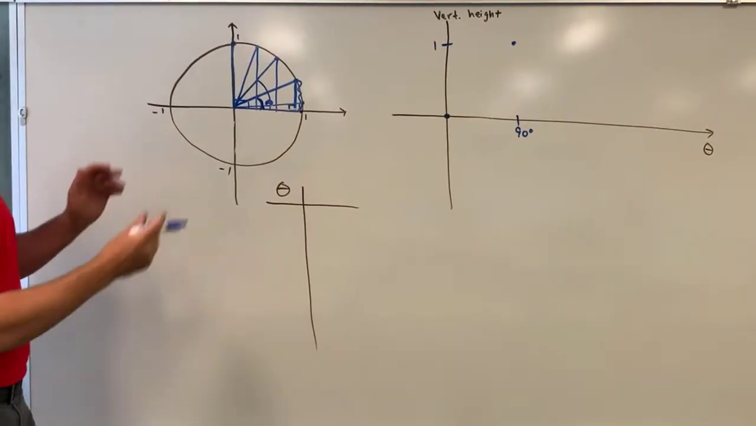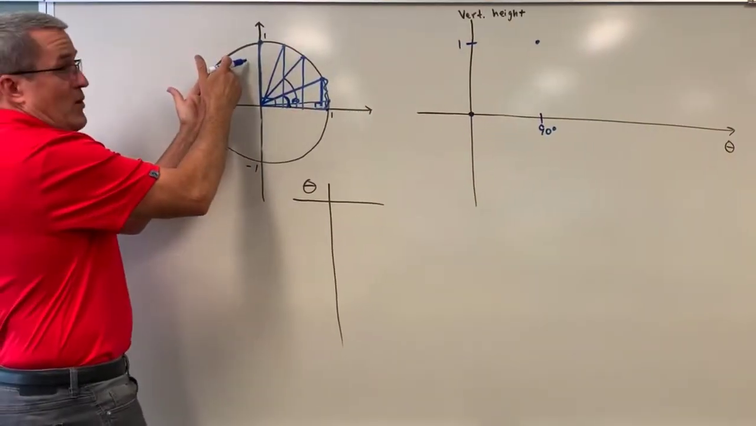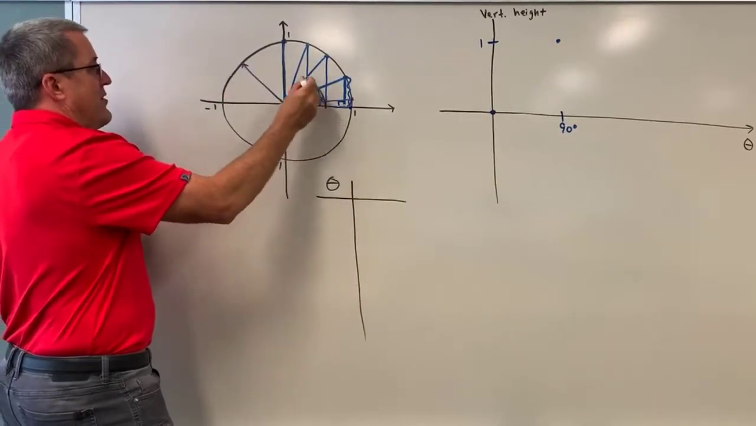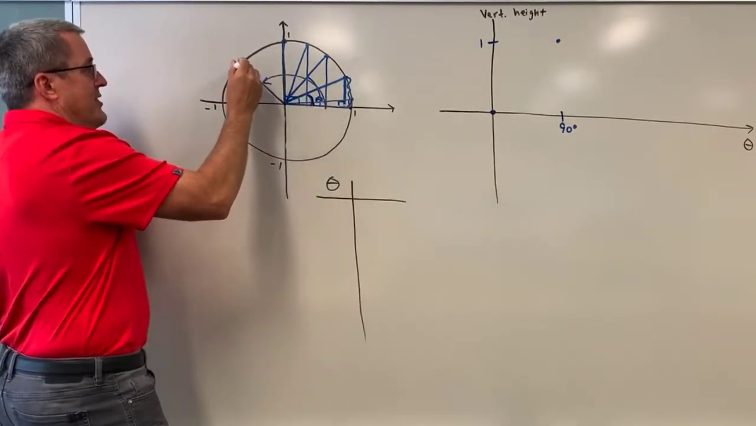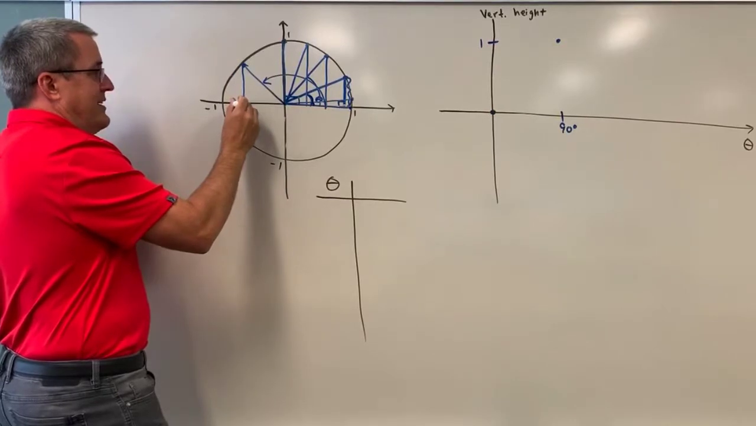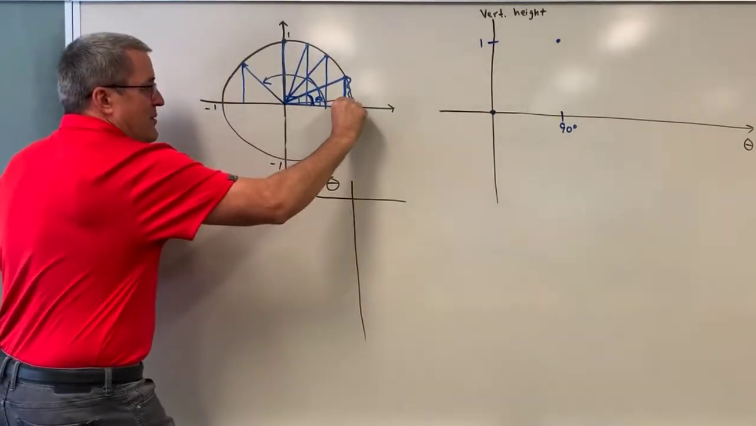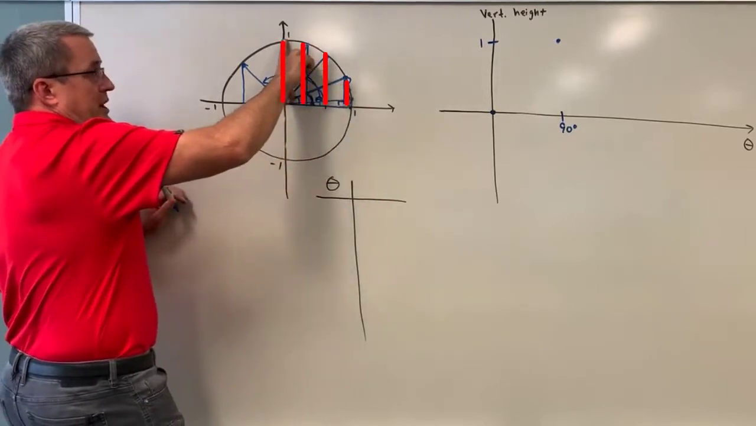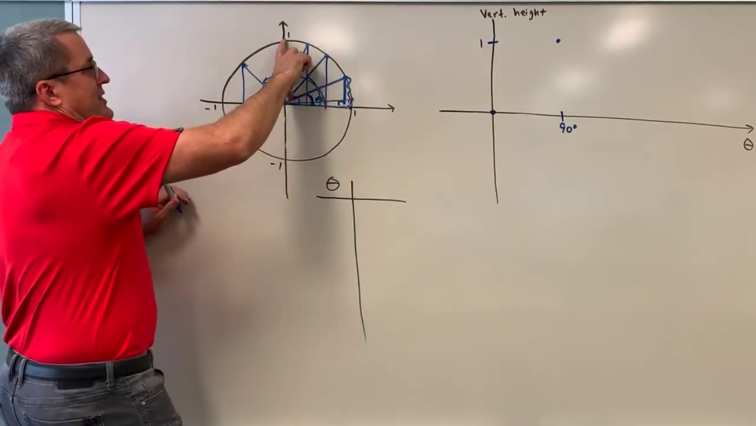Now what happens after that? As we move into quadrant 2, as it's called, say we have an angle like this. So the angle theta now is this angle. The vertical height is now this vertical height. So the vertical height went from really small, 0 in fact, to bigger, 1. Now the vertical heights are going to get smaller.